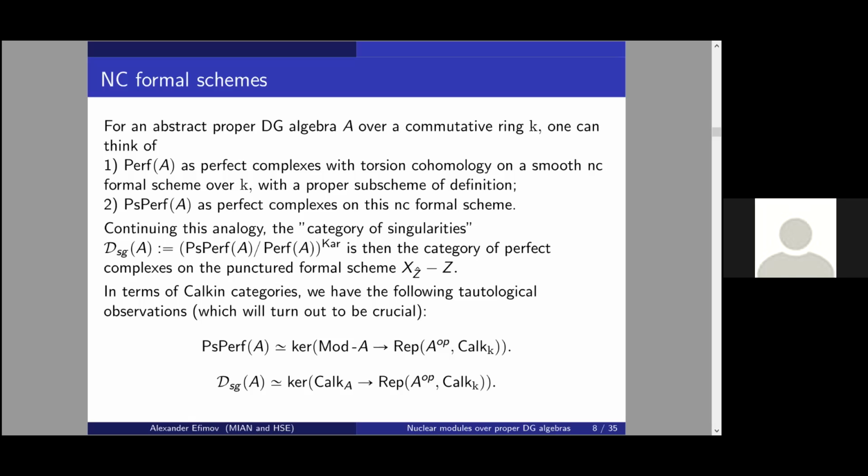Okay. And what was torsion cohomology? Just torsion in what sense? Timothy, once again, what is the question? You are talking about perfect complexes with torsion cohomology, so in what sense torsion cohomology? Annihilated, I mean, the cohomology is annihilated by some power of the ideal of definition.